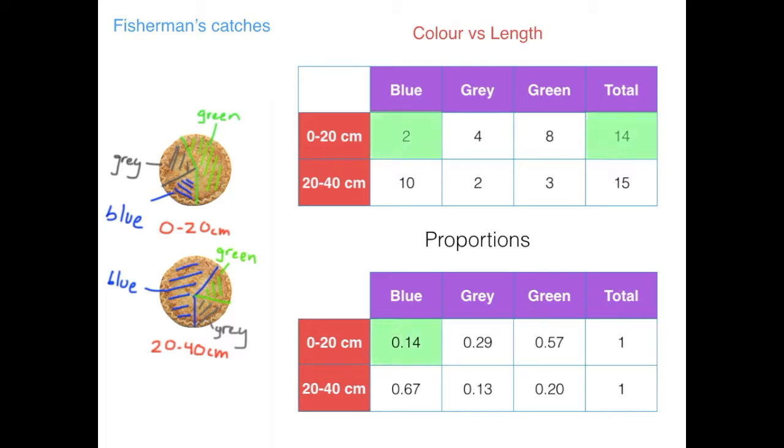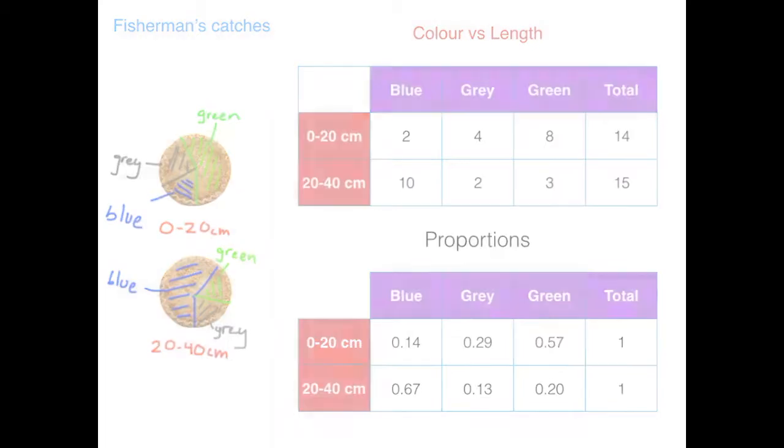2 divided by 14 is 0.143, which we'll round to 0.14. 4 divided by 14 is 0.286, which will round to 0.29. We'll continue this process until all the cells are filled. For the second row, we'll use 15 as the total.